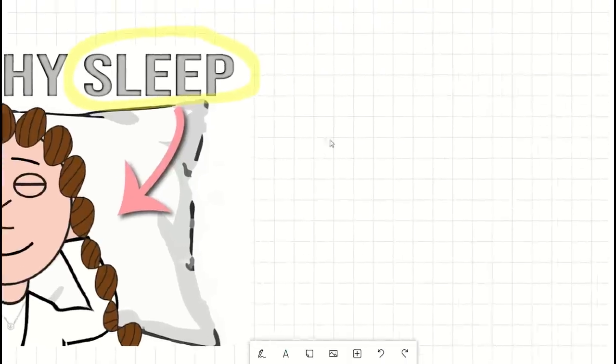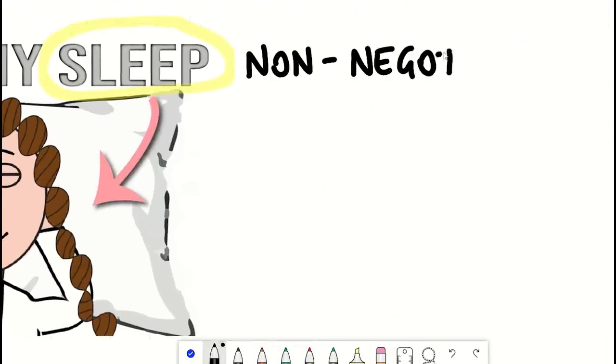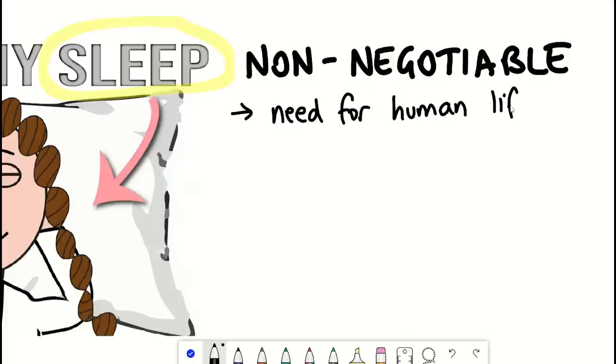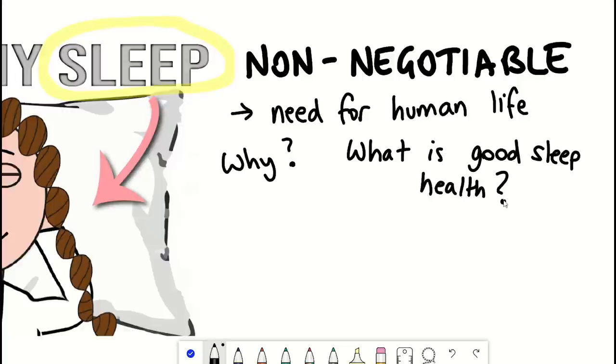Sleep is a non-negotiable biological state required for the maintenance of human life. Much like how we need water, food, oxygen, we also need sleep. But why? What happens when we sleep? What is good sleep health? And what strategies can be employed to achieve this?